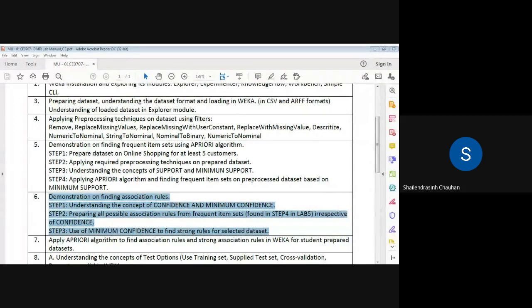Fine. So we had completed 6 practicals today. In next practical, next lab, we will use Weka and we'll try to apply Apriori algorithm. We'll try to find out frequent item set and rules.